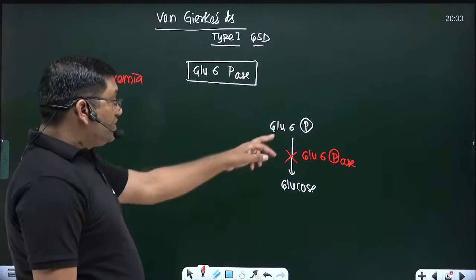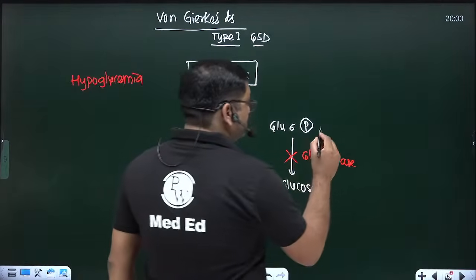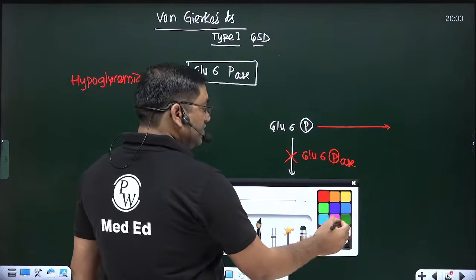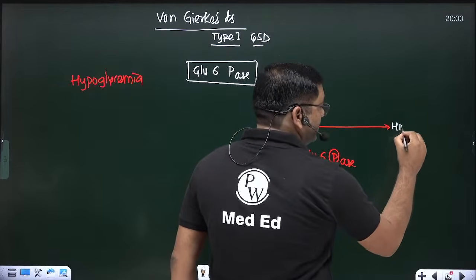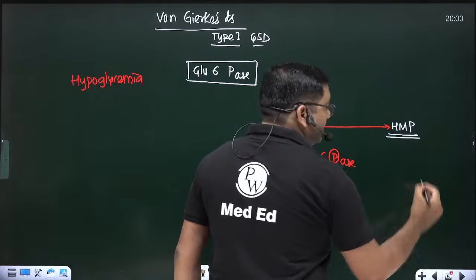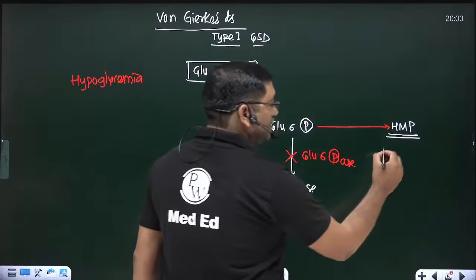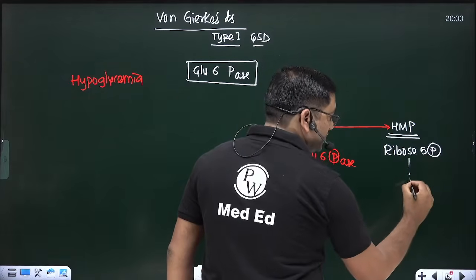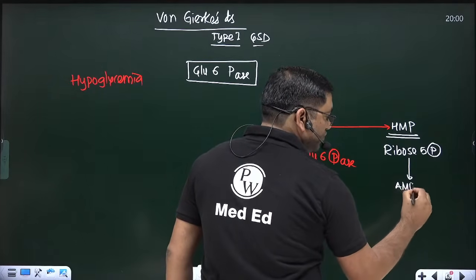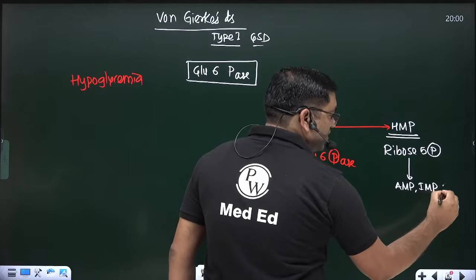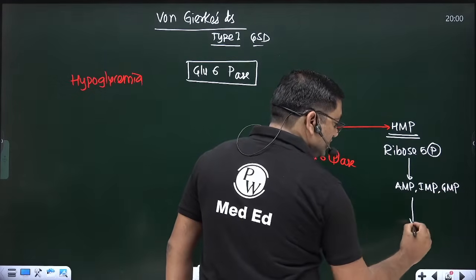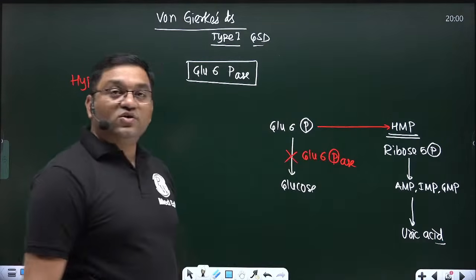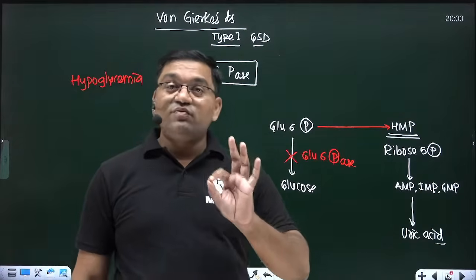Now accumulation of this glucose 6 phosphate, it is a starting substrate for which pathway? HMP shunt. It goes into the HMP shunt, and in the HMP shunt there is production of ribose 5 phosphate, and this is a precursor for AMP, adenosine monophosphate, inosine monophosphate, guanosine monophosphate, and in their degradation there is production of uric acid. So there is hyperuricemia in von Gierke's disease.